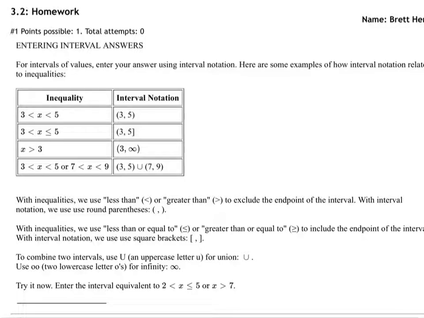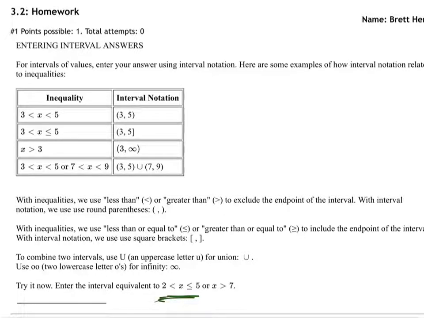All right, 3.2. So they're going to give this little intro question about entering interval notation answers. You actually know how to do that already. We did that in the last section. So let's just jump down to the question. Here it is. They're saying, put this in.